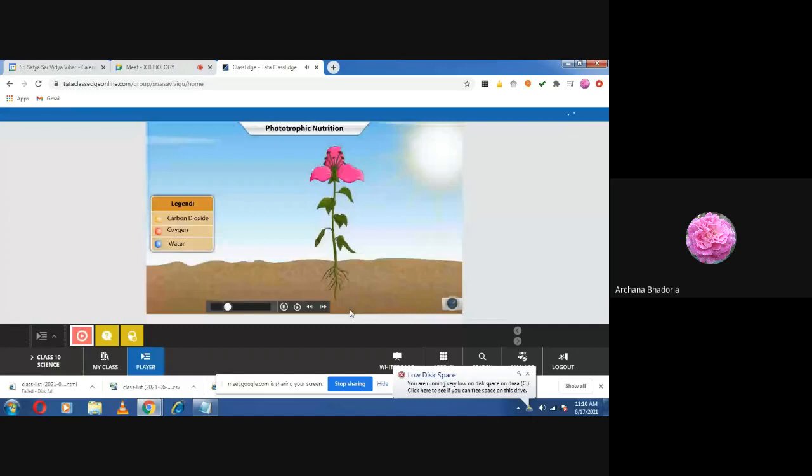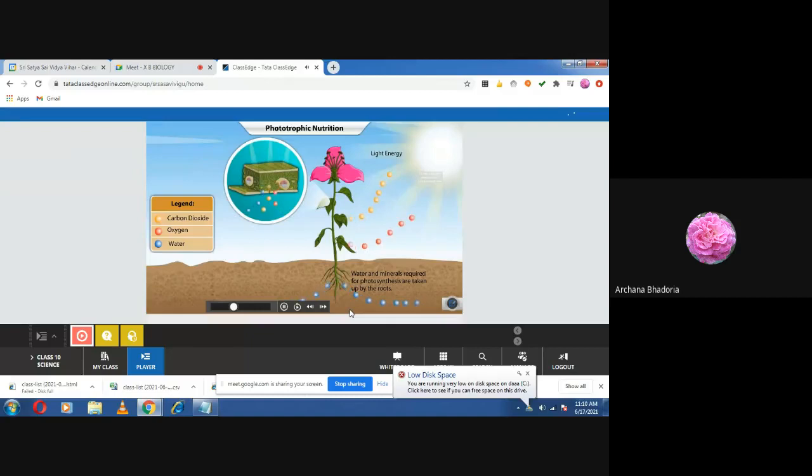Photoautotrophs use the energy from the sun to synthesize glucose and oxygen from carbon dioxide and water. This process is called photosynthesis. It takes place in the chloroplast, where the pigment chlorophyll plays a very important role. The water and minerals required for photosynthesis are taken up by the roots, while openings on the leaves, called stomata, are responsible for the exchange of gases.